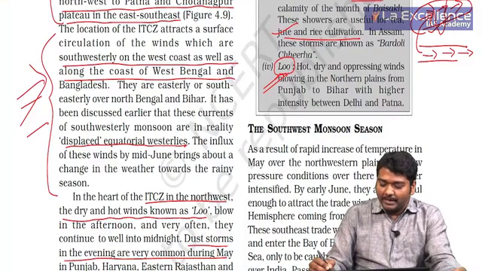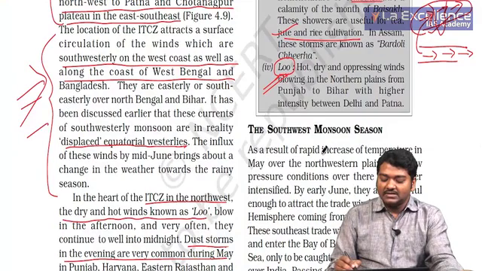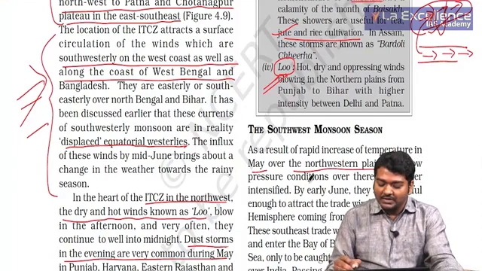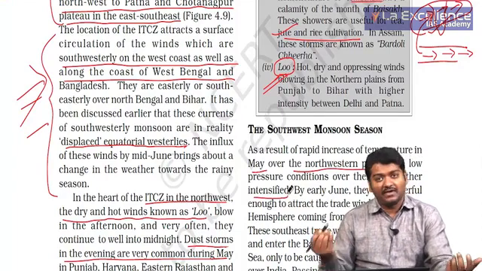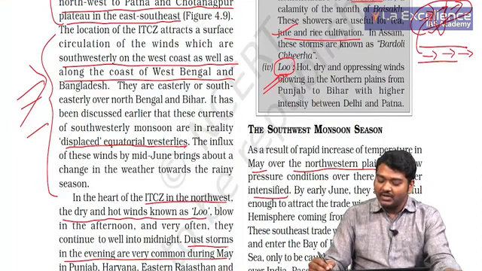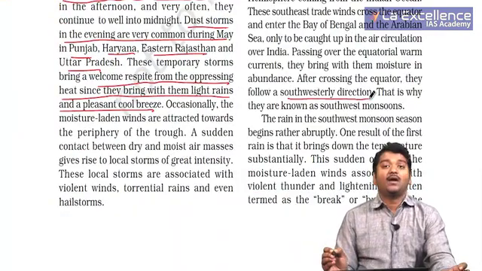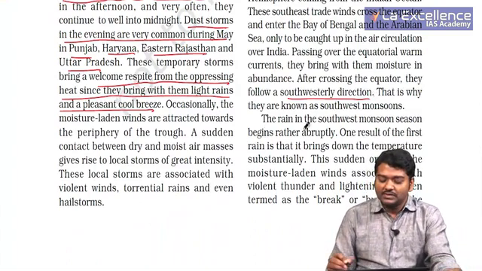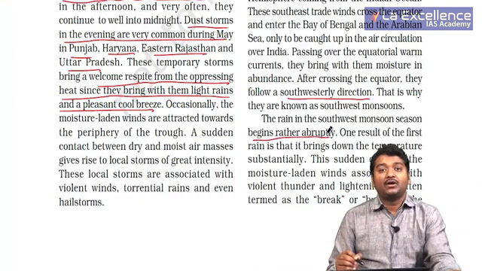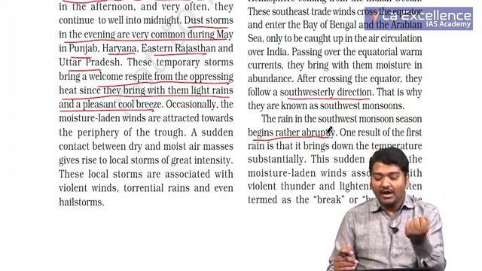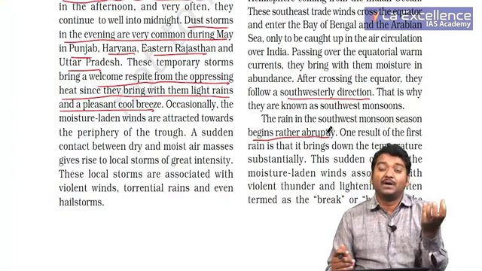Next, you're all aware of the southwest monsoon season. As a result of rapid increase of temperature in May over the northwestern plains, the low pressure conditions over there get intensified. We have seen this again and again. By early June, they are powerful enough to attract the winds from the Indian Ocean. After crossing the equator, they become southwesterly. I have repeated this at least some 20 times. The rain in the southwest monsoon season begins rather abruptly, because as soon as the jet streams are replaced, the easterly jet stream brings enough rainfall, and I have already told you this is called the burst of monsoon.